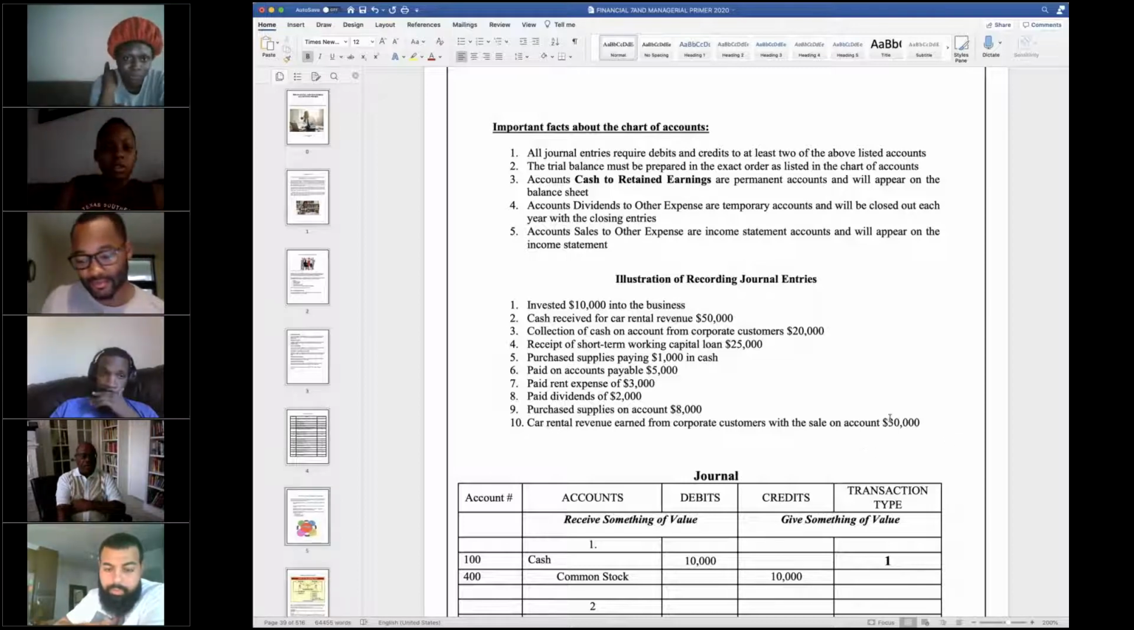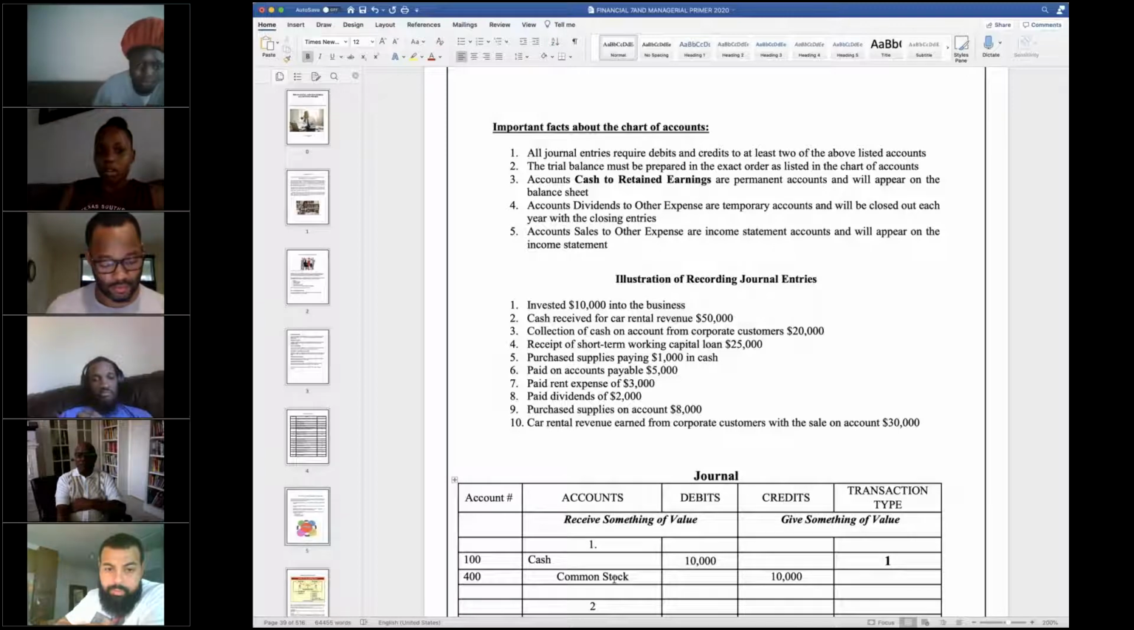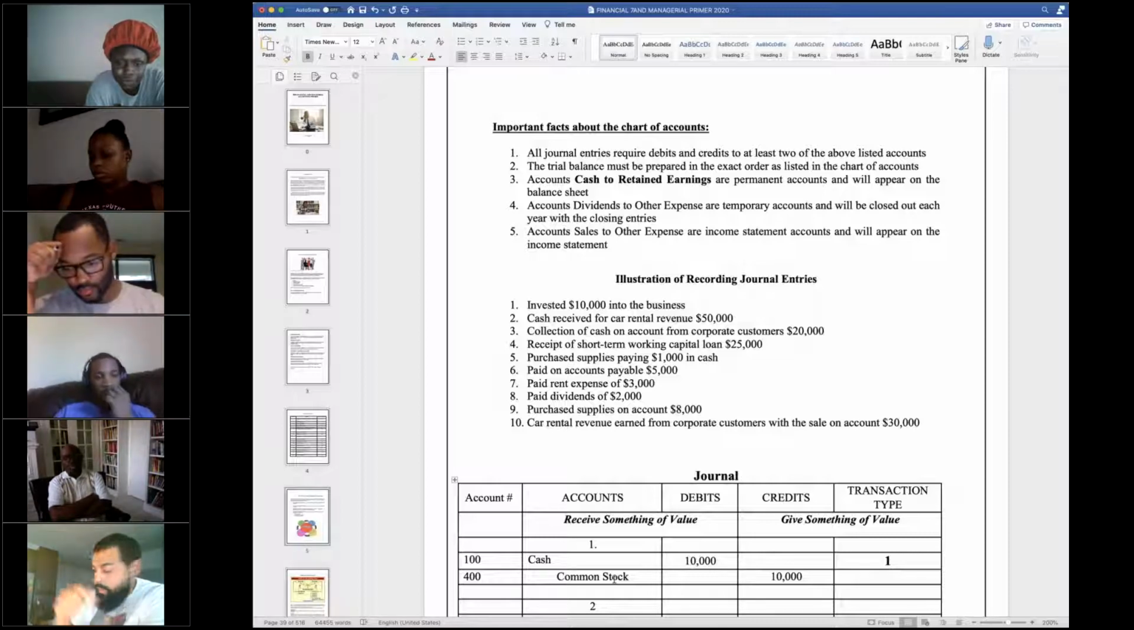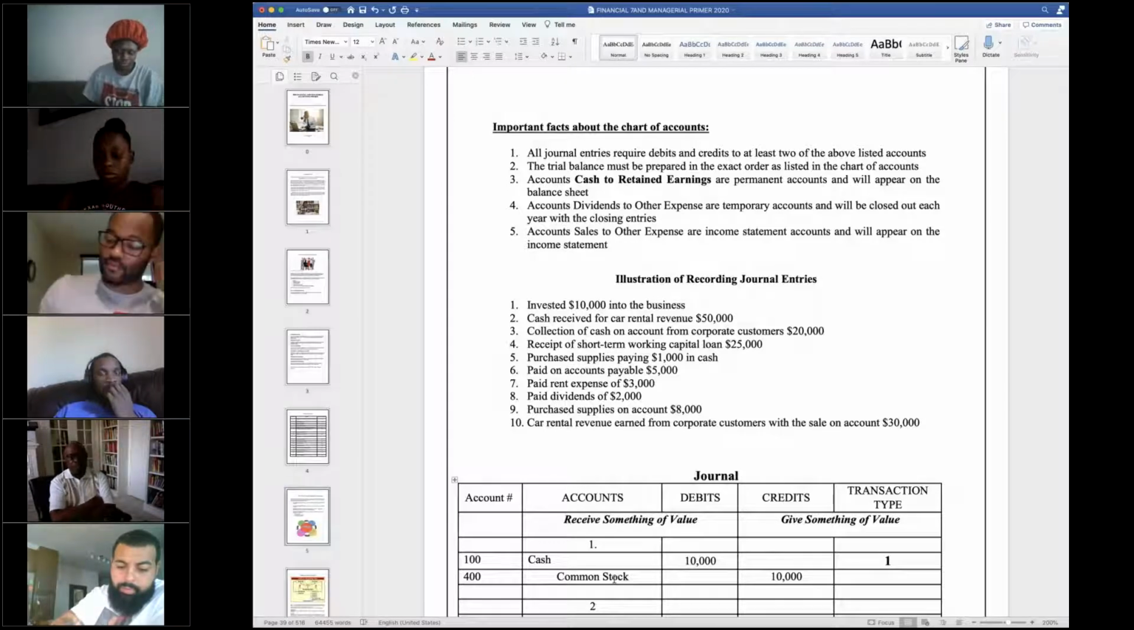Wait, say it again. Debit cash, credit common stock. Oh, I got it right. That's the first entry you make starting a business. You got to put cash in the bank. You can't start a business just by saying you're starting a business. So that's kind of required. You got to open a bank account, push cash in it, and that's no longer your cash. It belongs to the company. So you debit cash, credit common stock.